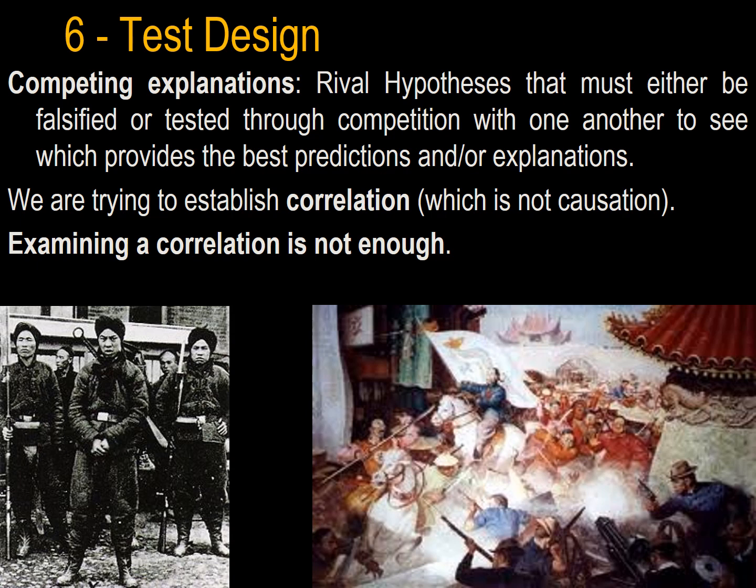In the pictures below, you can see the Western and Japanese militaries intervening in the Boxer Rebellion, and you can see the Boxers themselves, which are the Chinese nationalists trying to throw out the Westerners during the Boxer Rebellion.